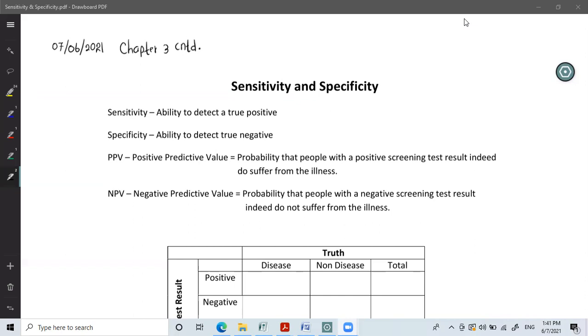And then we have something called the PPV, that is the positive predictive value. That is the probability that the people with a positive screening test result indeed do suffer from the illness. So this is like the other way around of the sensitivity. And then we have the negative predictive value. That is the probability that people with a negative screening result indeed do not suffer from the illness. So that is again like the reverse of the specificity.